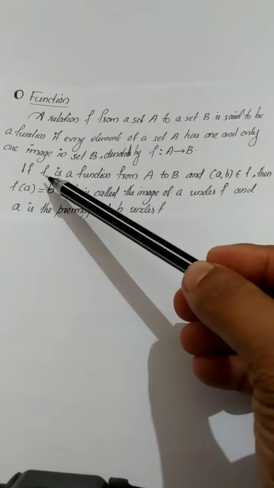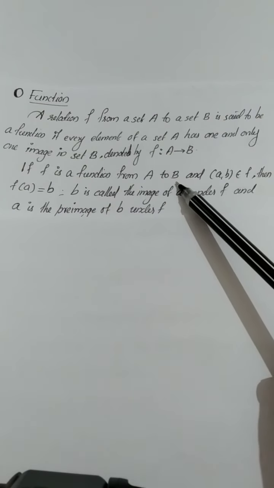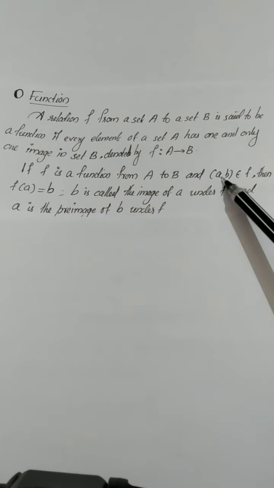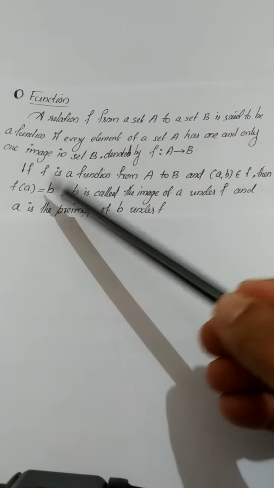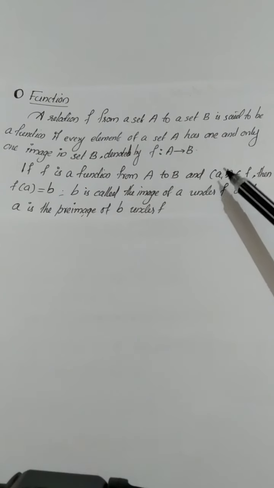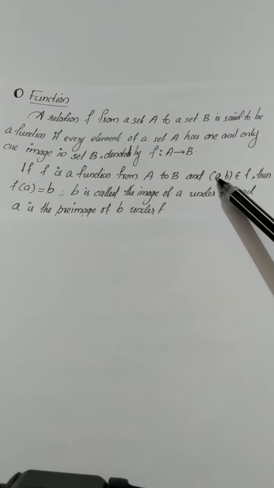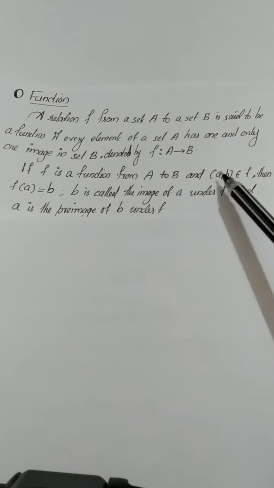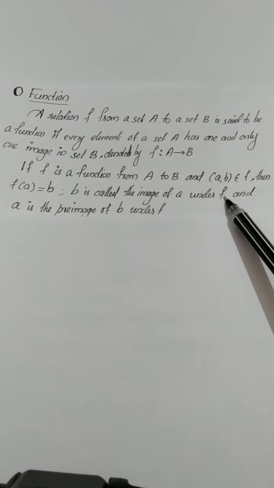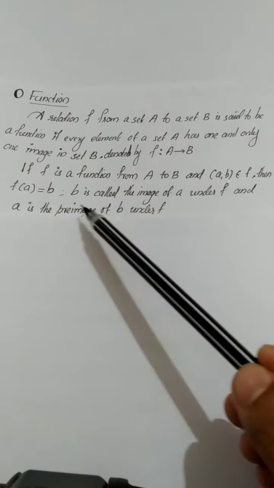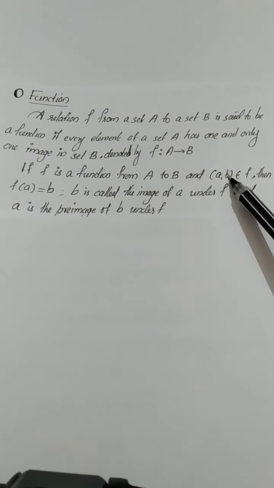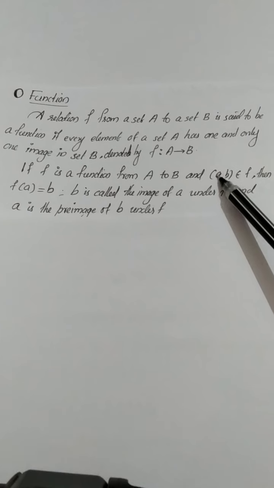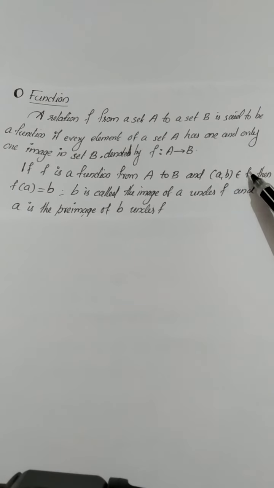So look at here. If f is a function from A to B and the ordered pair (a, b) belongs to f, then we can say that f of a is equal to b. That means the image of a is b, or we can say that b is called the image of a under the function f. And also we can say that a is the pre-image of b. So here b is the image of a and a is the pre-image of b under the function f. So actually f is also a relation.